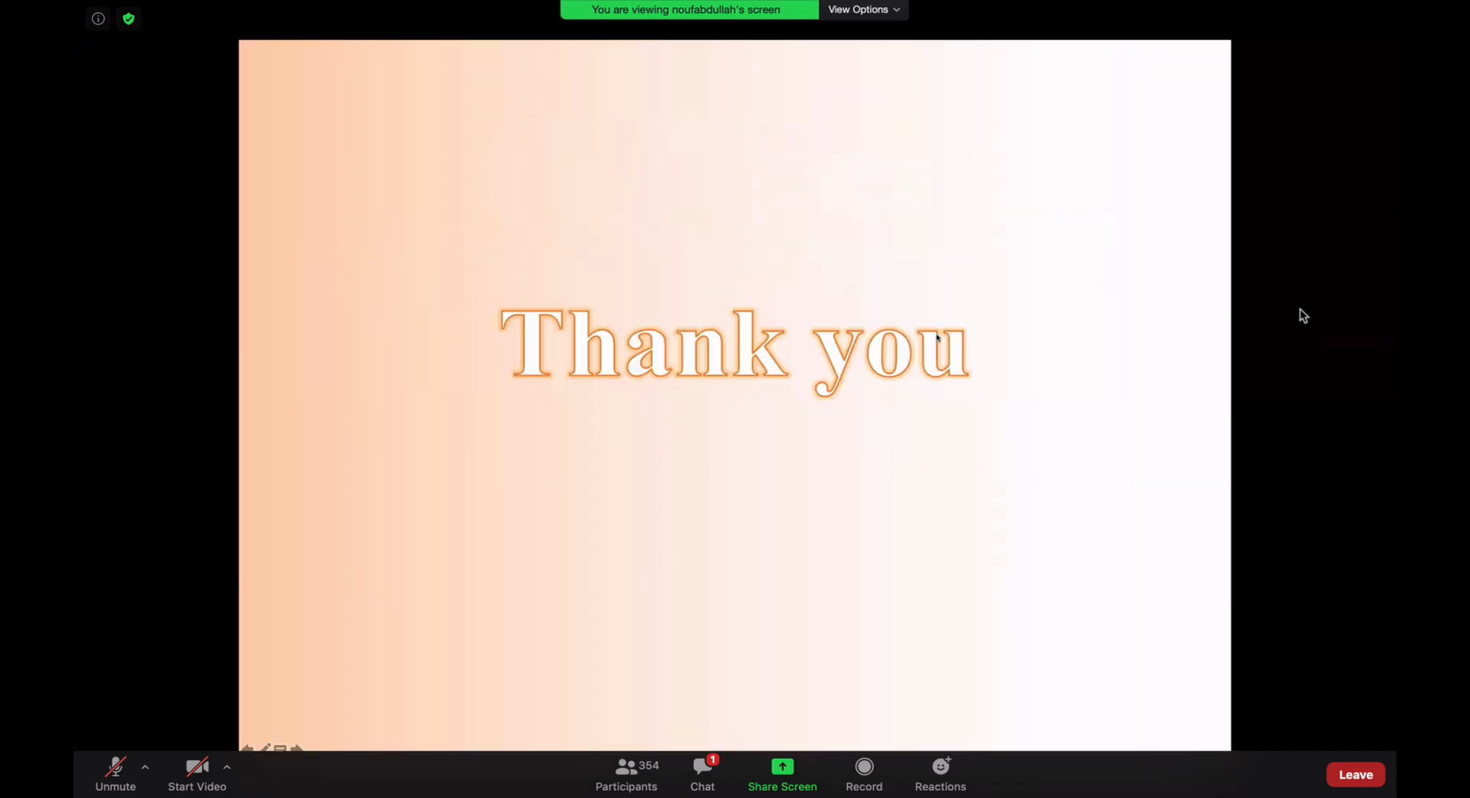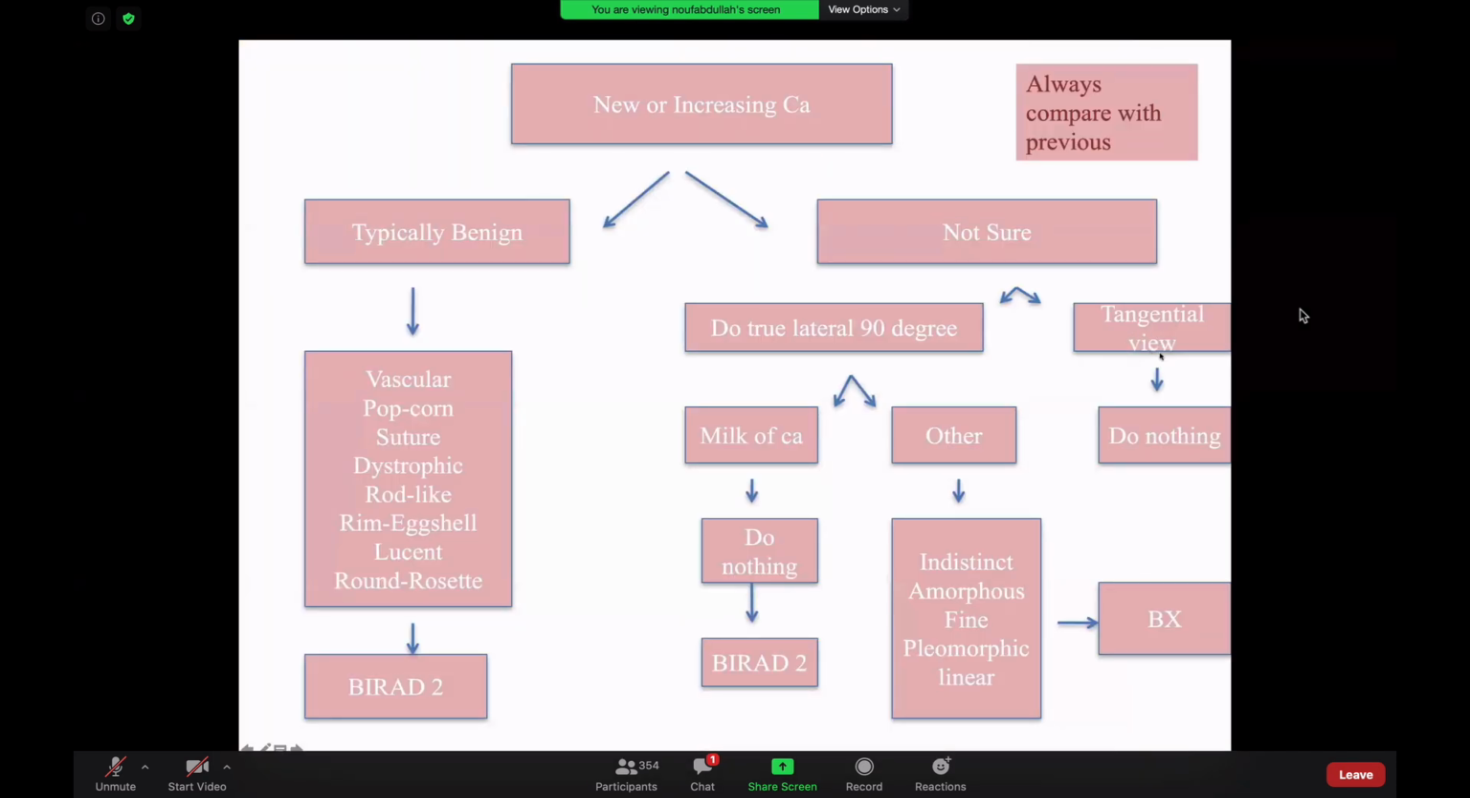If you're not sure, your next step is I would do a true lateral 90 degree. If I think that I am dealing with skin calcification, you will do a tangential view. If you do spot magnification CC and spot magnification true lateral 90 degree, and you see milk of calcium microcalcification with the typical appearance of cupping, then I'm dealing with a BI-RADS 2. If I do the magnification and I don't see the typical appearance of milk of calcium, and you see amorphous, fine, indistinct, pleomorphic, linear, then most likely I'm dealing with suspicious microcalcification, most likely BI-RADS 4.